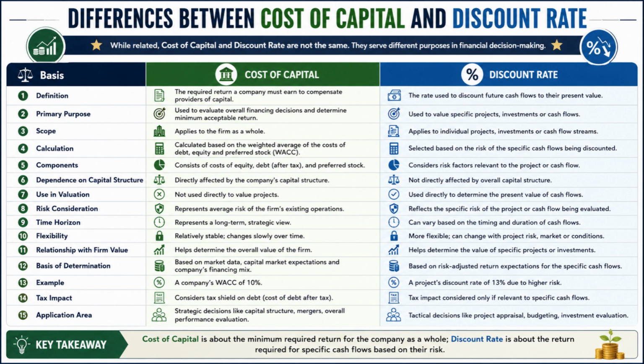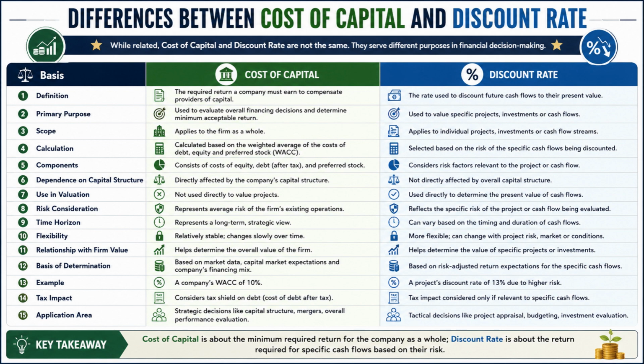Number 13. Cost of capital can be represented by a company's WACC, such as 10%, whereas discount rate may differ for each project, such as 13% for a higher-risk investment. Number 14. Cost of capital considers tax benefits such as tax shield on debt financing, whereas discount rate considers tax impact only when it affects project cash flows.